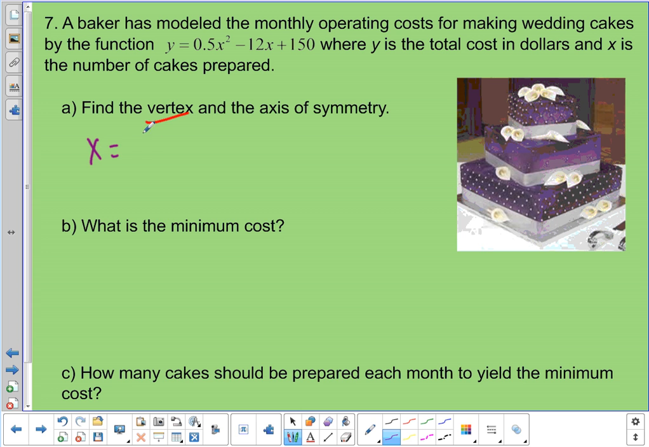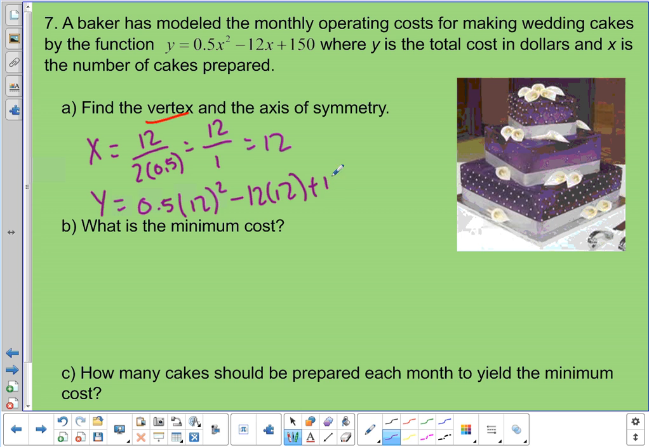X equals positive 12 over 2 times 0.5. That's positive 12 over 1, which is just 12. Y is going to be 0.5 times 12 squared minus 12 times 12 plus 150. Plugging all that into my calculator, 12 squared is 144. Half of that is going to be 72. 72 minus 144, because that's 12 times 12. And then adding the 150, I get a positive 78. You're going to want to check that on your calculator to make sure that you are getting the same values I am. So I know my vertex is 12, 78.